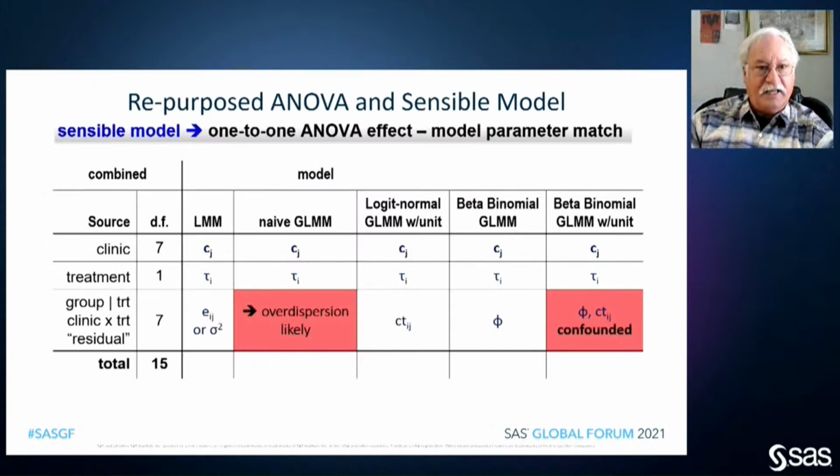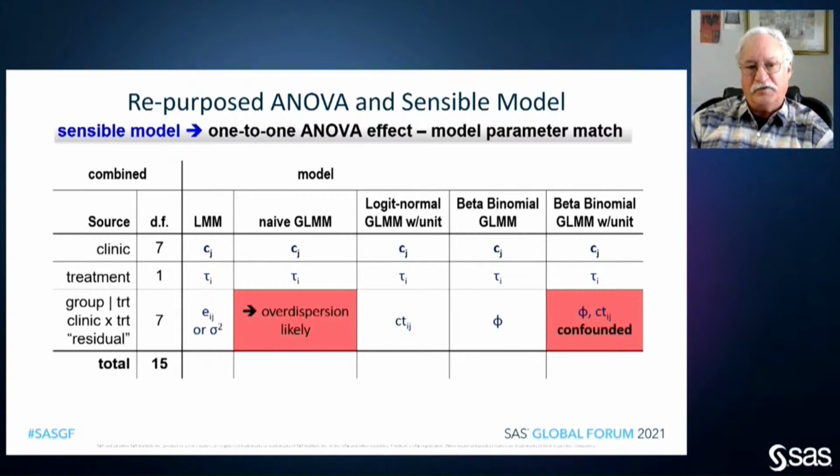And it illustrates a point, and that is when you're working from the description of a study design to what I call a sensible model, the criteria that you have to keep track of is: is there a one-to-one correspondence between the sources of variation that you need to include in the model and the model parameters.